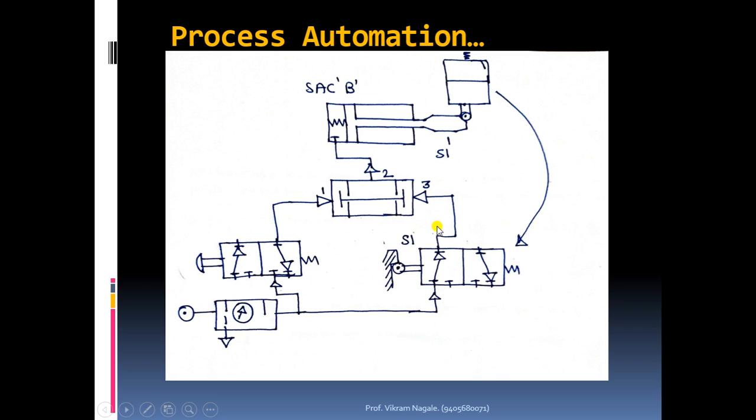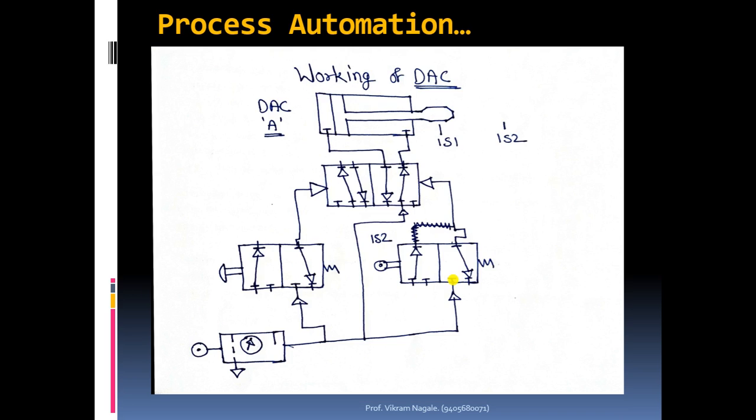How will it be active? For that active input, we must actuate this valve initially. In other words, this roller lever should be initially pressed, or we can say that this limit switch should be initially pressed or active. By keeping this initially active we can get the active input at port 3 of the AND valve.